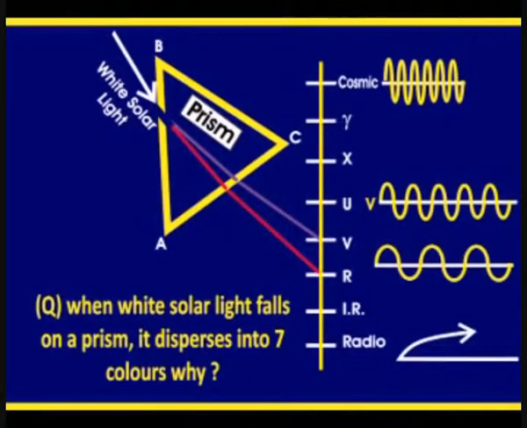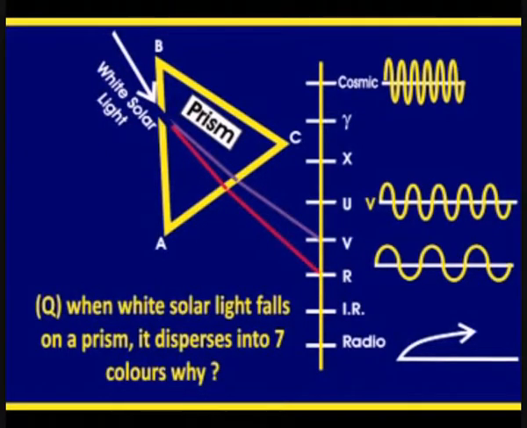Now we shift to another chapter, that is prisms, dispersion, deviation of prisms. We see on the screen, when white solar light falls on the prism, the sequence is cosmic, the smallest, and then gamma, then X, then ultraviolet, violet to red, infrared, and radio waves.